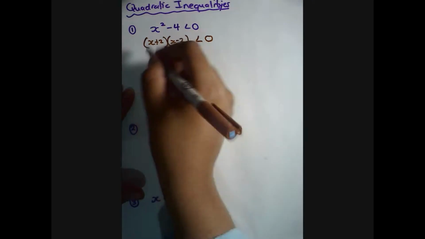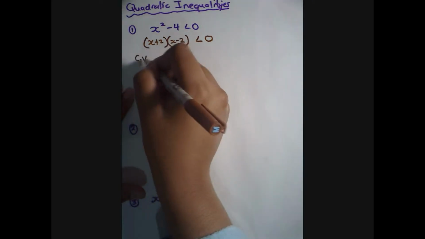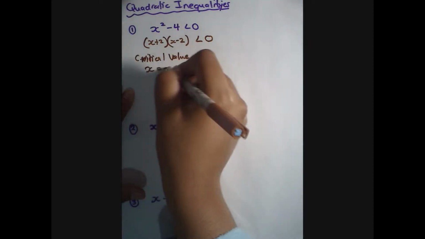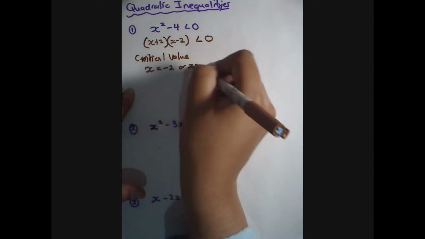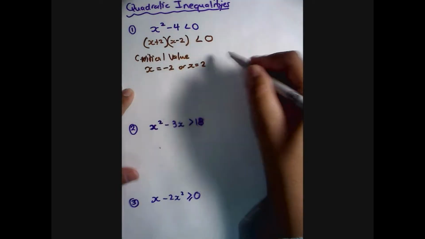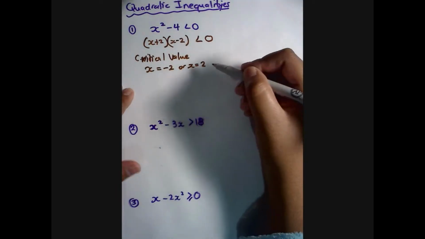Then we're going to say CVs. CVs means critical values. So let me just write critical values are where x is equal to minus 2 or x is equal to 2. So we took each one of them and we solved it to find our critical values. That doesn't mean that's our answers, that's our critical value.